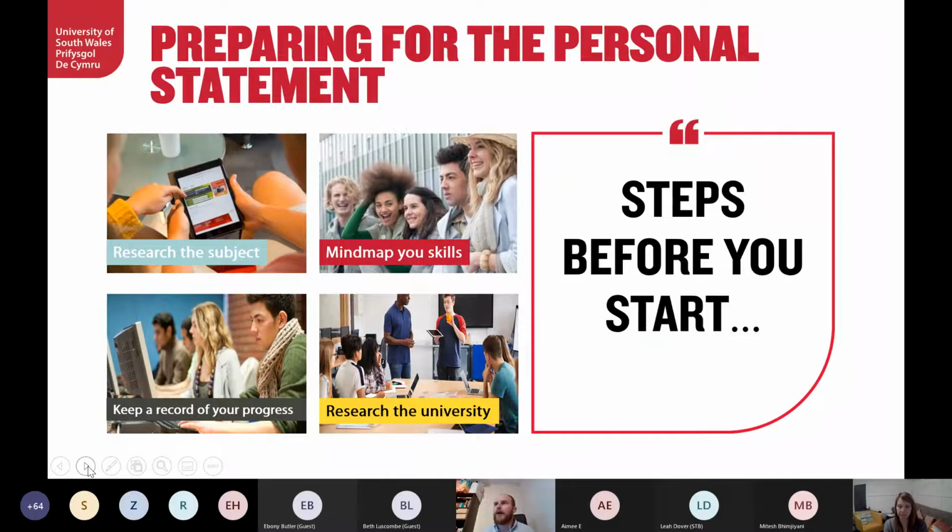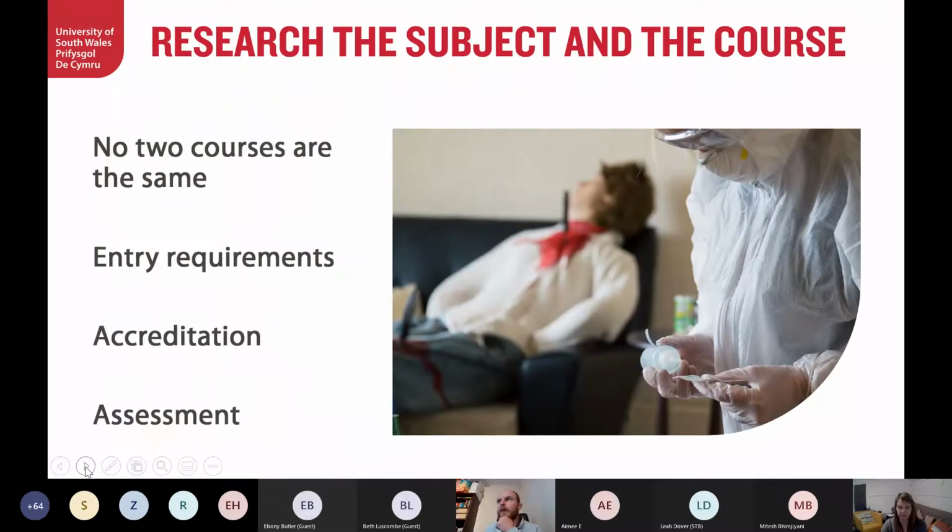So before you start the personal statement, these are some of the steps that we suggest you take. I'm just going to touch on these a little bit. Research the subject. We talked a lot about our subjects last week and gave a bit more of an insight into how they differ and some of the different requirements. You need to get an idea of what skills you've already got, and then match those up with the course. And if there are gaps, this is the time to start to develop those skills, certainly through the summer. Keep a record of your progress so you have accurate, insightful things that you've done, and then have a look at the university as well.